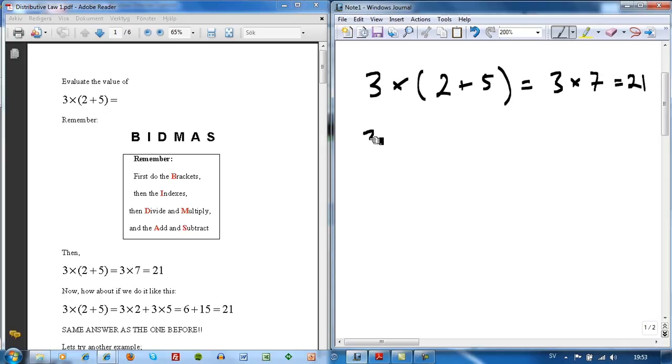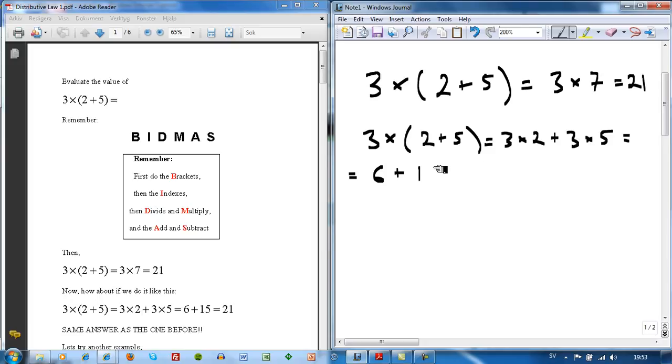How about if I have the same thing, but I do it like this? I take 3 times 2 plus 3 times 5. Three times 2 is 6, plus 3 times 5 is 15. And then 6 plus 15 is 21.